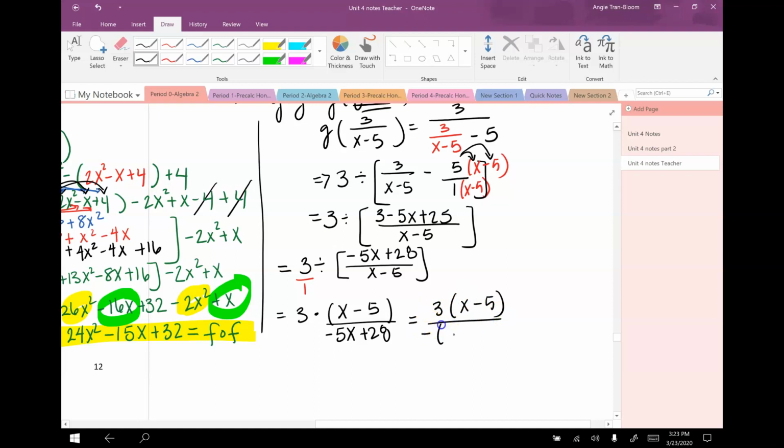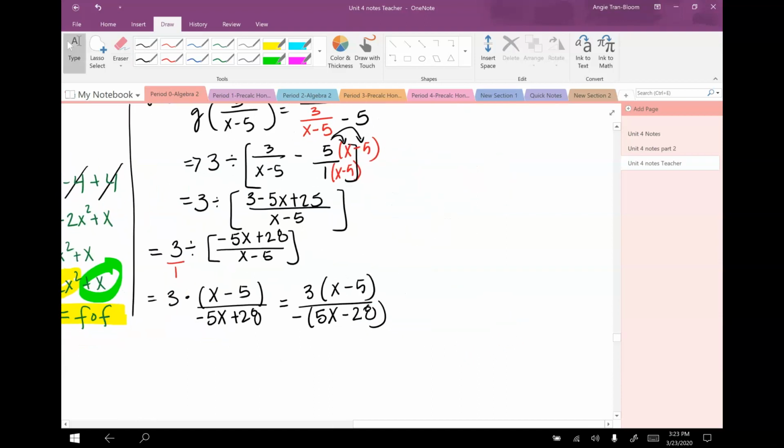But I do want to take out the negative 1 on the bottom because it's not really pretty having that negative 1 on the bottom. If I take out the negative 1, we now have a negative 3 on the top because 3 divided by negative 1 is now negative 3 on the top. And that's the only thing that's really changing.